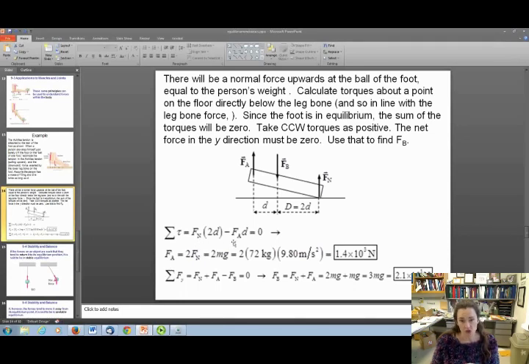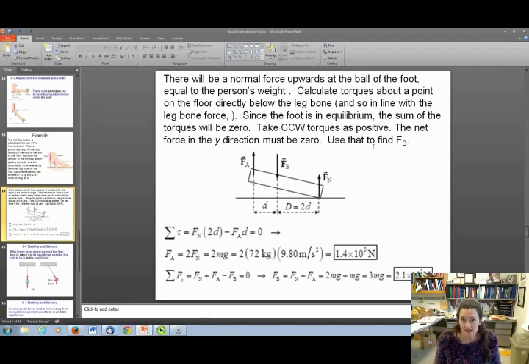And so what you end up with, if you solve this little equation, is F sub A times d is equal to F sub N times 2d. The d's cancel out because they appear on both sides of the equation in every term. And you end up with the force of the Achilles tendon is 2 times your normal force. Well, 2 times your normal force is 2 times m times g. The mass of the person is 72 kilograms, and of course g is 9.8 meters per second squared. And so that gives you a force that the Achilles tendon has to exert of 1.4 times 10 to the 3 newtons.